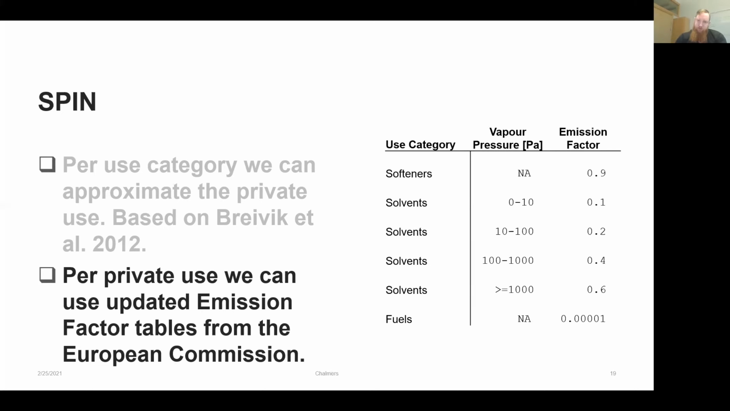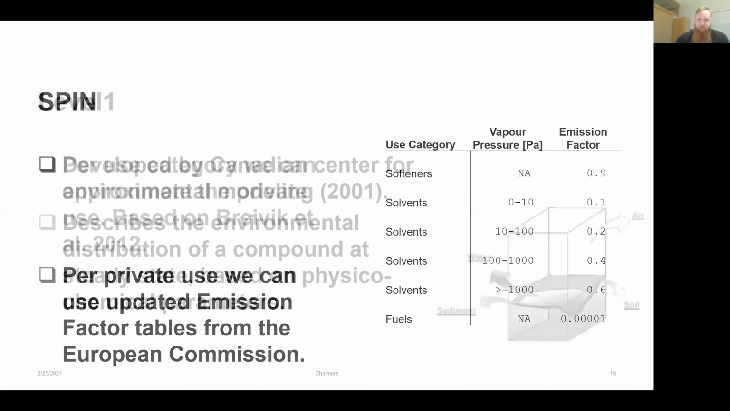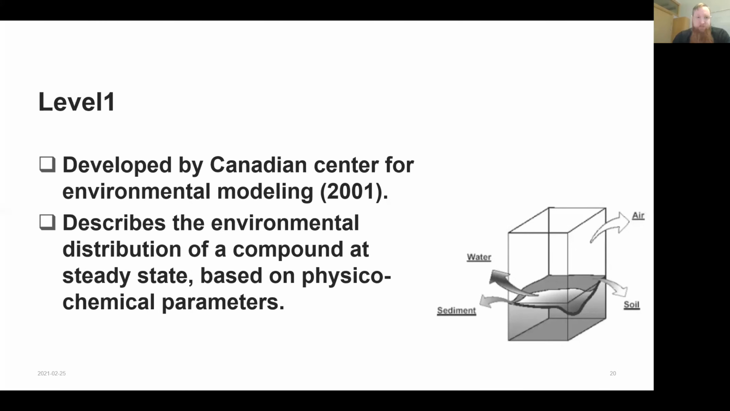So we introduced an additional step after this, which was basically just adding on Level 1, which is a model that is developed by the Canadian Centre for Environmental Modelling. And it just describes the environmental distribution of a compound at steady state based on its physiochemical parameters. Basically, it tells you how much of the compound is in, or will most likely be in, the air, water, sediment, soil, or a couple of other compartments. And we simply lift away the part that goes to the air in order to get rid of those gaseous compounds in a stringent manner.